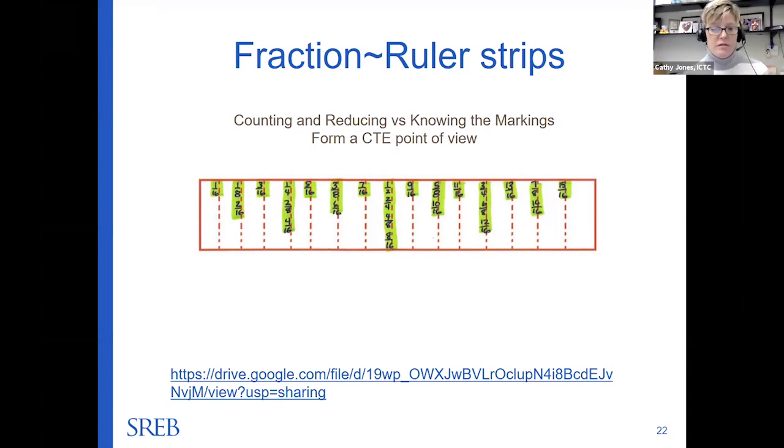Then I would have them use a highlighter to highlight the columns. And if you notice, the columns will coincide with the lengths and the size of the marks on the ruler. So then you can have more discussions about how all the 16ths are the small marks, and the next size up, those are called the 8ths. That way a student can actually recognize a measurement based on the size of the tick mark on the ruler instead of counting those 16ths.